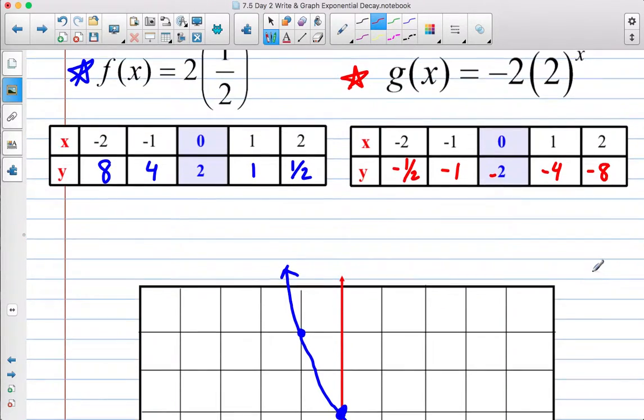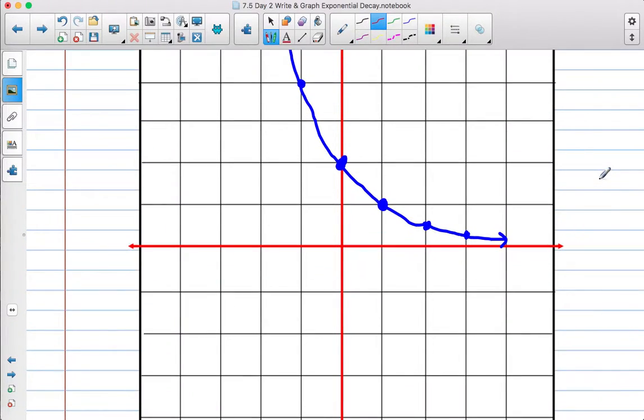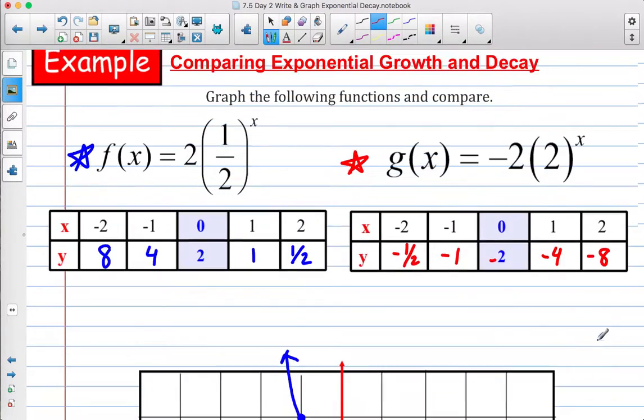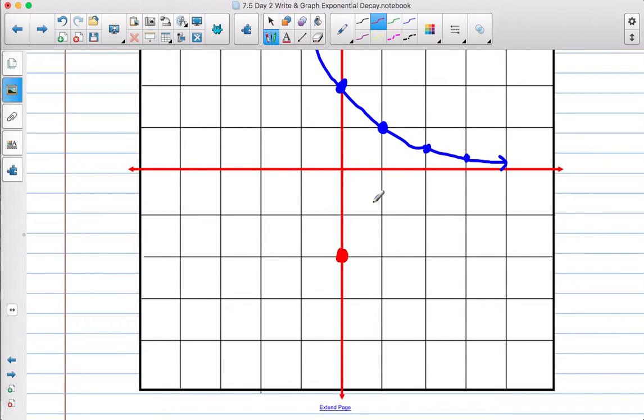Now I plot my points. (0, -2) was the first one. And then it was (1, -4). That's about as much as I can fit on this guy. At -1, it was at -1, at -2 is at -1/2, and then probably -1/4. It looks like this guy.